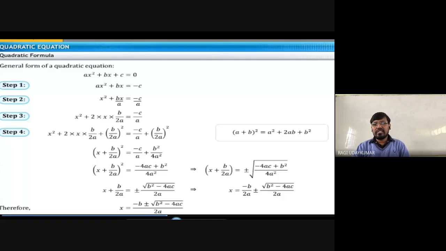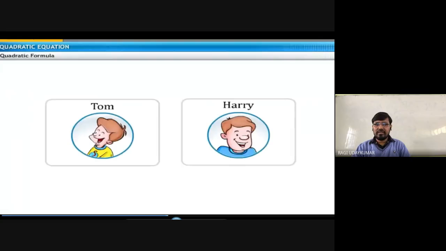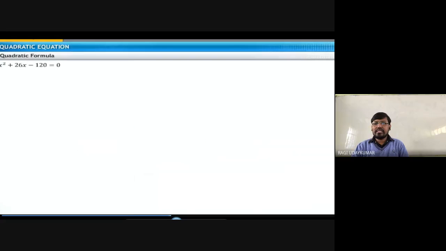Okay, so what is the formula? Please everyone note, and once again in your mind you have to revise it. Take the same problem into consideration, the Tom and Harry problem. So what is the quadratic equation you are going to get? x square plus 26x minus 120 is equal to 0 is the equation.